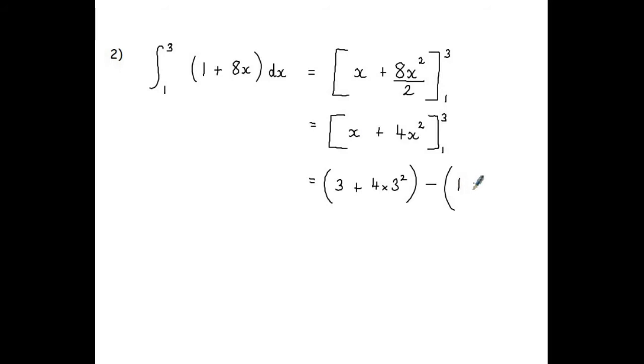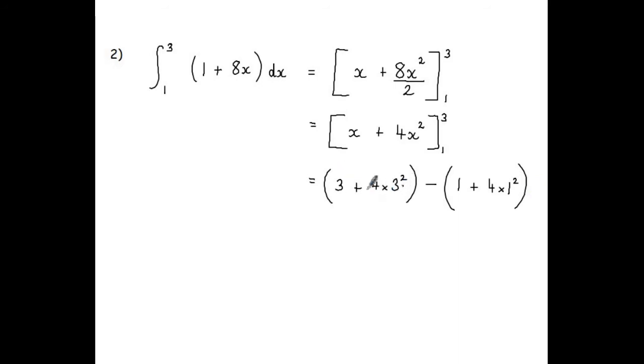So 1 plus 4 times 1 squared, and close that curved bracket. Now remember, you do have a calculator for additional maths, but what they do like to see is you working out each of these brackets. So type it in one by one.